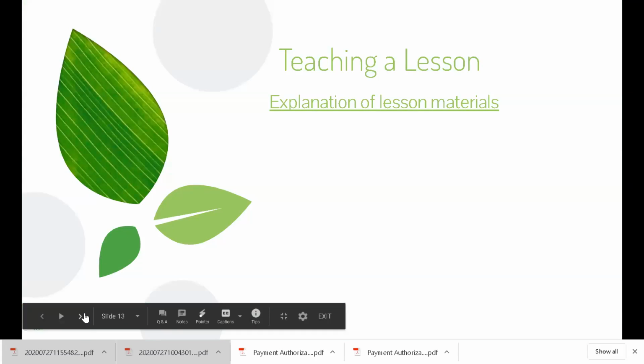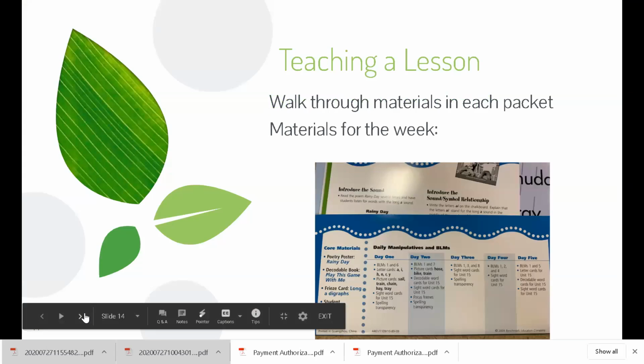So the most important part of the lesson materials is this. And what this is, this is your lesson plan. And it talks through day 1. Here's what you're going to do on day 1. And there's a day 2 all the way through a day 5. So it tells you everything that you need, which is awesome.